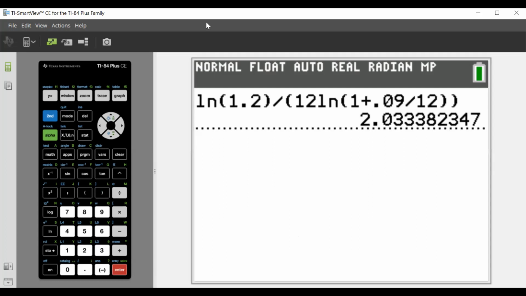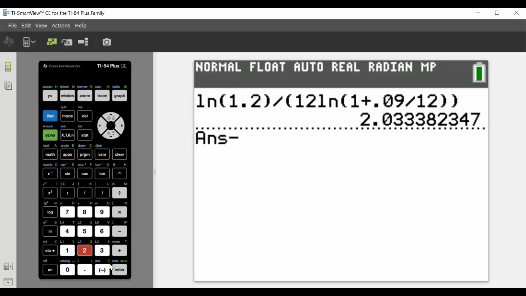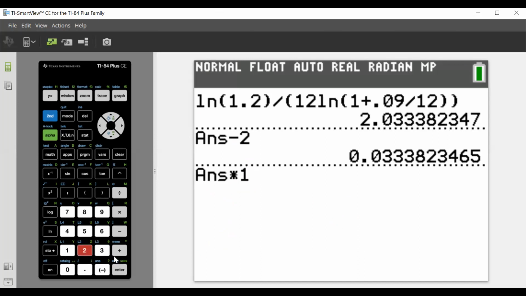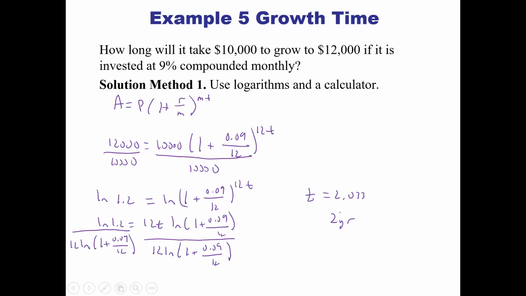So let's go back over here. That's going to be 2.033, and that's going to be in years. And so it's going to be 2 years. Now we need to convert that other piece here. So let's subtract 2 and then take that times 12 to get the number of months. That's really about a month, less than a month. So we'll say 2 years and 1 month. That would be the minimum it would have to be. You couldn't have 0 months, because then you wouldn't ever actually get to that value 12,000. So that's going to have to round up to the next month up. And so that'll be 2 years and 1 month.